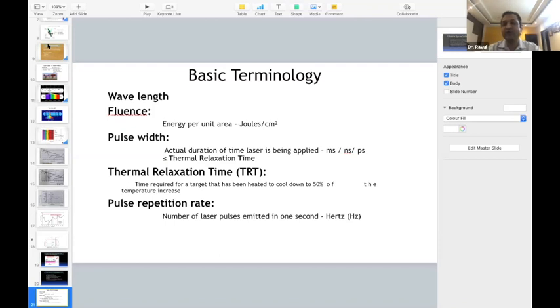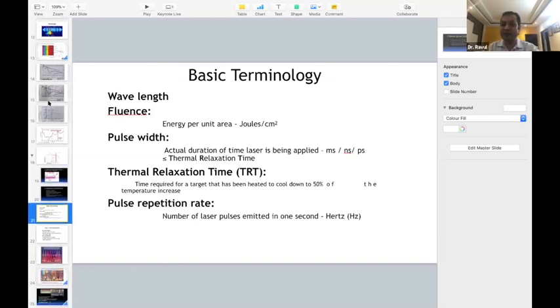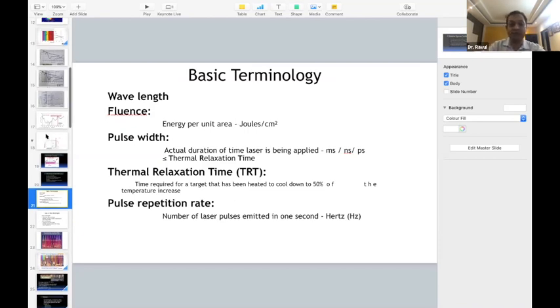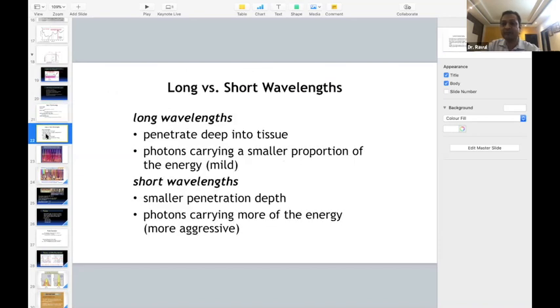So wavelength, we have already covered it and how it works, but we'll learn slightly more about it. Then the fluency. Fluency is the energy. Then the pulse width, thermal relaxation time, and pulse repetition time. And all these five components are very important if you want to treat these patients. I'll go one by one.